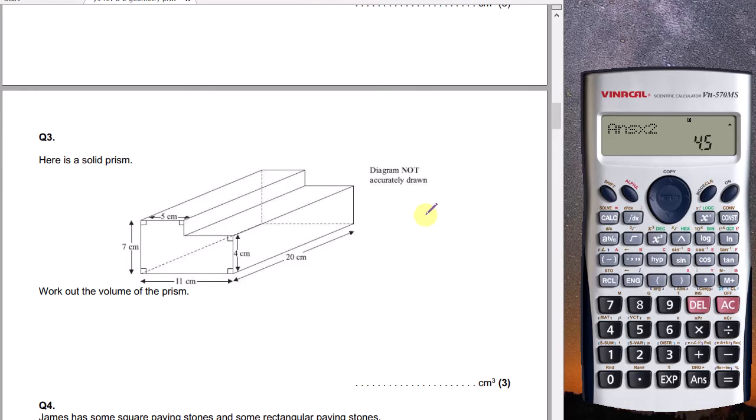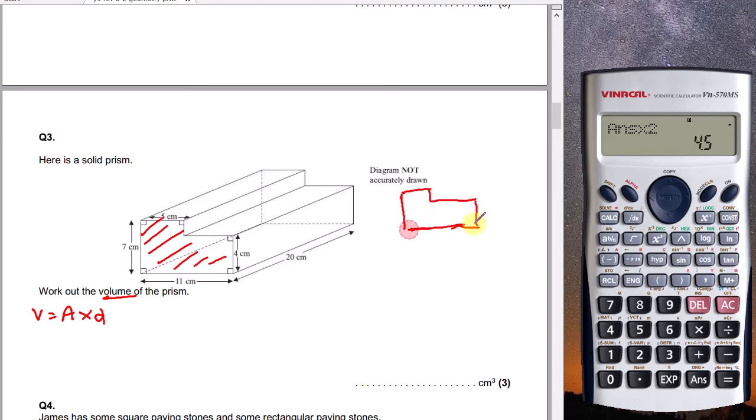Right, prisms, volume of a prism. Again, we're back to V equals A times D. Calculating the area here is a little bit more difficult. There's a couple of ways of doing it. We're going to use this funny shape on the end, this L shape. There are 2 ways to go about doing that area.